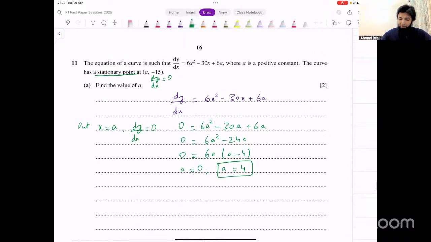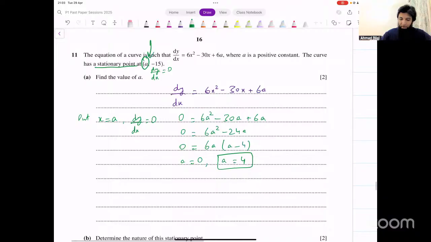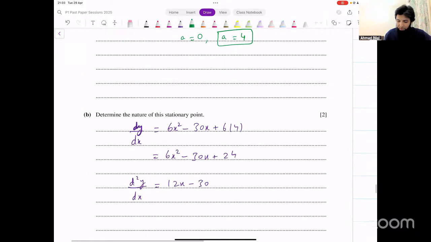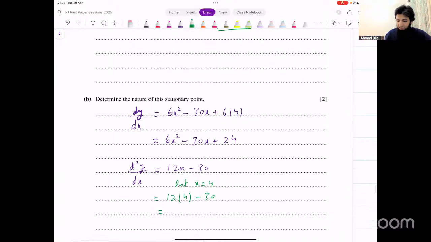Input the value of x here. At the stationary point, the x coordinate is a, and the value for a is 4. So let's input that value here. X equals 4. What does that give us? The second derivative turns out to be 12 times 4 minus 30. That's 18. Since that's a positive value, we say this is a minimum point. Okay, that's a minimum point. Any issues with this? All right, let's move on.